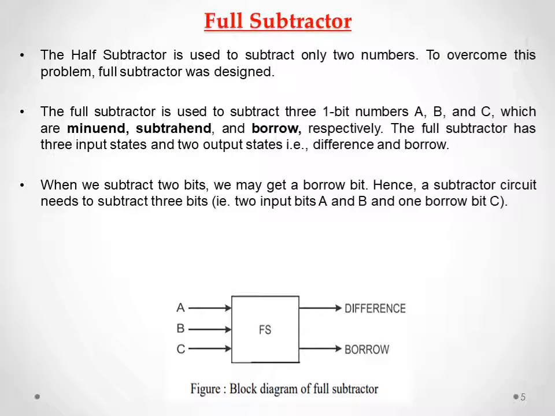When we subtract two bits, we may get a borrow bit. So in this condition, we can't design with half subtractor circuits. So to overcome this problem, we are using the full subtractor circuit. The full subtractor is used to subtract three single bit numbers A, B and C, which are minuend, subtrahend and borrow. The full subtractor has three inputs and two outputs. The outputs are considered as difference and borrow.